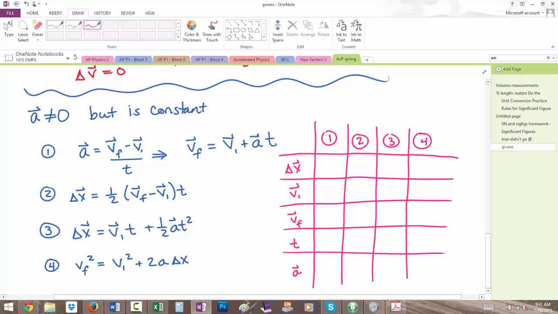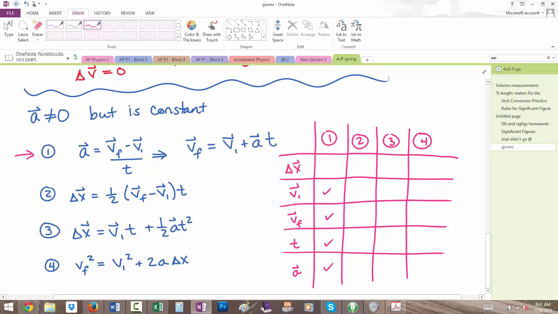Okay, so let's do one of these together. I want to look at equation number 1. Does equation number 1 have a delta x in it? Take a look. Does equation number 1, that's this one here, have an x in it? No, it doesn't. So I'm going to leave that blank. Does equation number 1 have a VI in it? Yes or no? Yes. Does it have a VF in it? Yes. Does it have a T? Does it have an A? Yes. I would like you to go through equations numbers 2, 3, and 4.